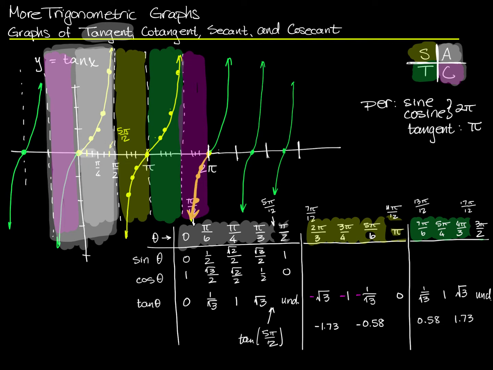I could think of this as the range of values in the x direction, or the theta direction, from 0 to pi as covering all the values that tangent will cover once.